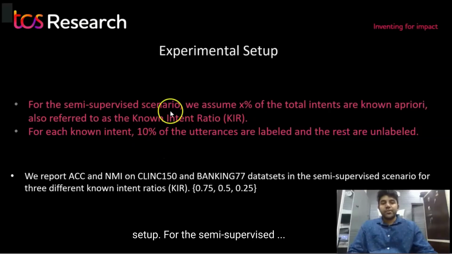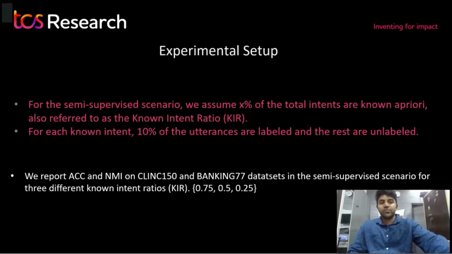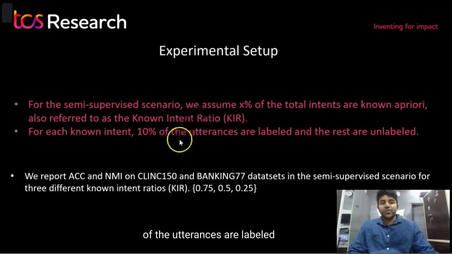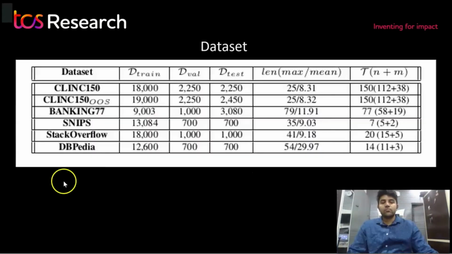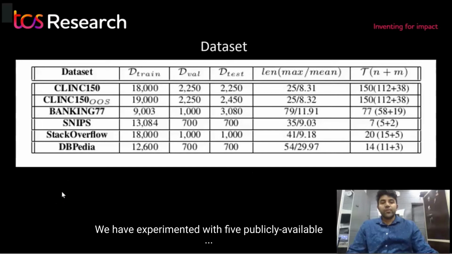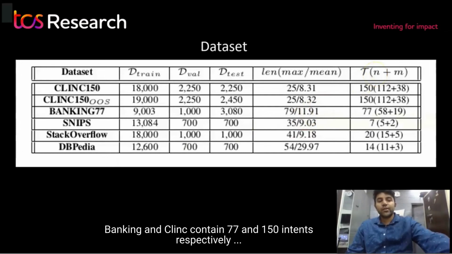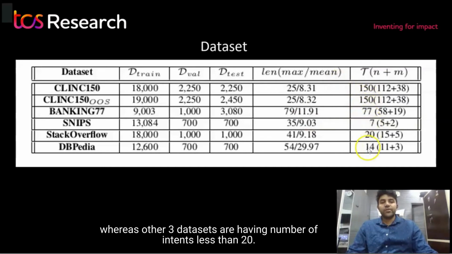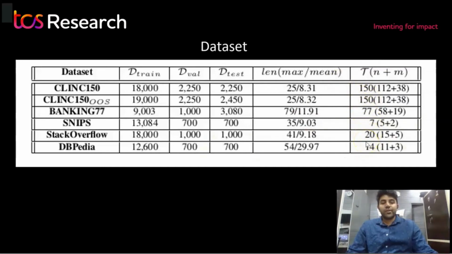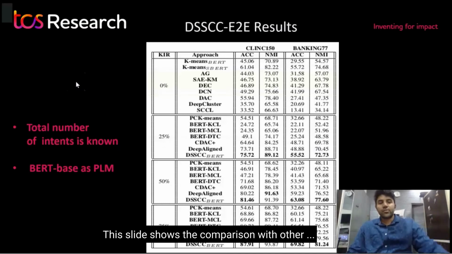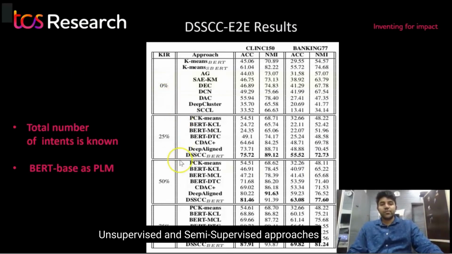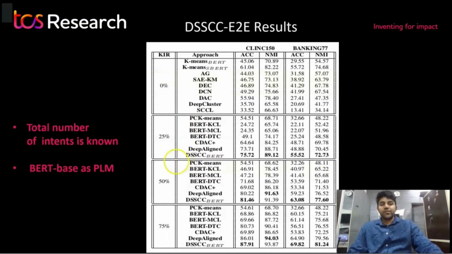So this is the experimental setup. For the semi-supervised scenario, we assume X percentage of the total intents are known a priori, also referred to as the known intent ratio. For each known intent, 10% of the utterances are labeled and the rest are unlabeled. We have experimented with 5 publicly available datasets with a variety in the total number of intents. Banking and CLINC contain 77 and 150 intents respectively, whereas the other 3 datasets have fewer than 20 intents.